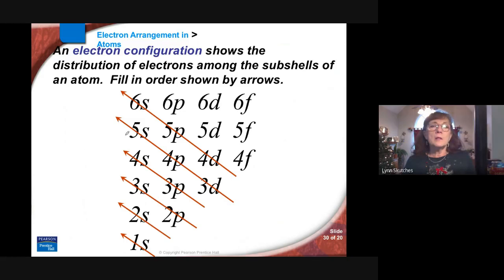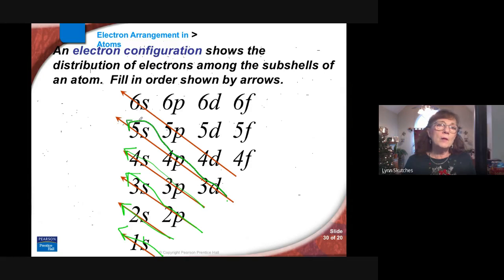Some people find this easier to follow. You can do these little 1s, 2s, 3s, 4s, stack all the sublevels like this. So here's all the s's, here's all the p's, here's all the d's, here's the f's. And start from the bottom and go up. 1s fills, then the 2s fills, then the 2p and the 3s, then the 3p and the 4s, then the 3d, 4p, 5s, 4d, 5p, 6s. If it makes sense to you, that's an easy way to keep your order straight.